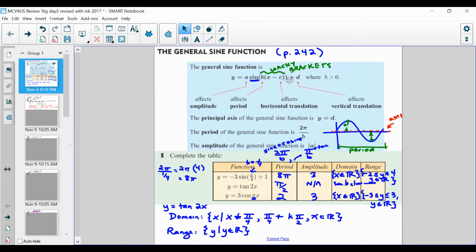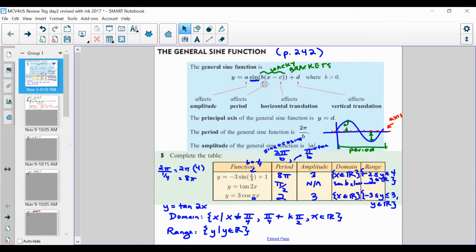Now notice I put wacky brackets up here. That's because the signs of A and D are pretty obvious. If A is positive, then it's representing a function in the normal orientation. If it's negative, it has been flipped through the x-axis. And D, if D is positive, we move up D units. If D is negative, we move down D units with all of our points.